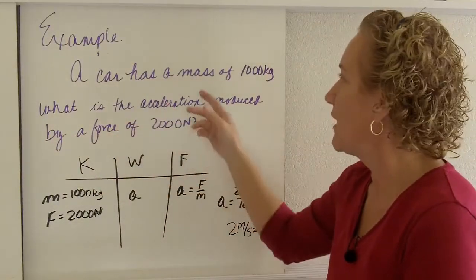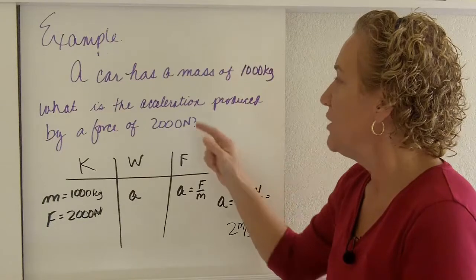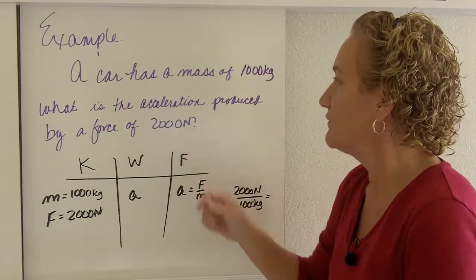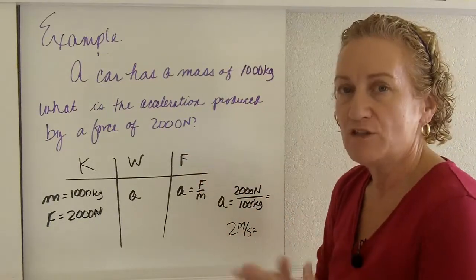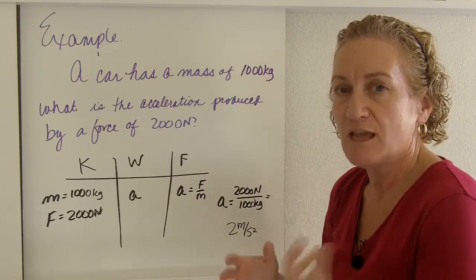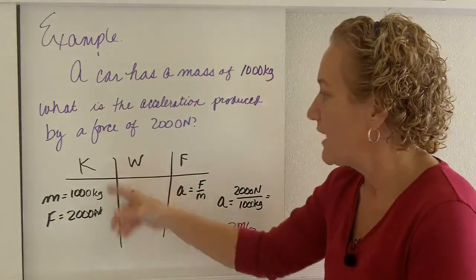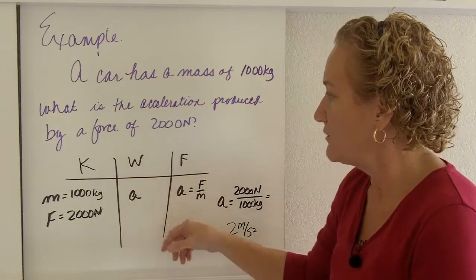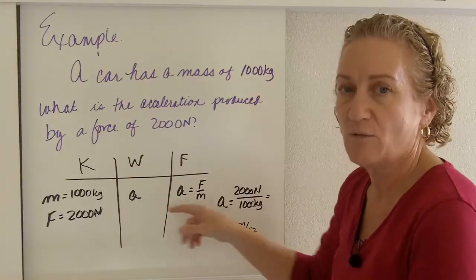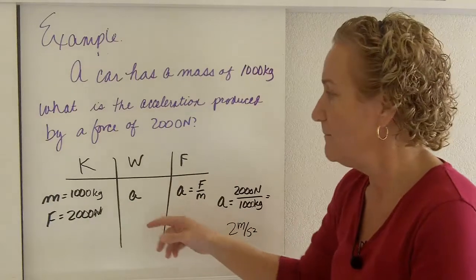So here's the first example. A car has a mass of 1,000 kilograms. What's the acceleration produced by a force of 2,000 newtons? I always do my no want and formula grid. Thank you, Dr. Jeffrey Mallow, for teaching me that many years ago. I still use it. What I know goes in the first column, what I want goes in the second, and any formulas that relate what I know and what I want go in the third.